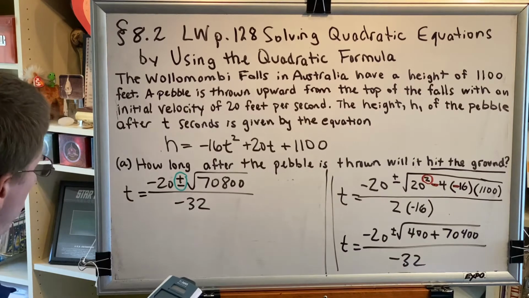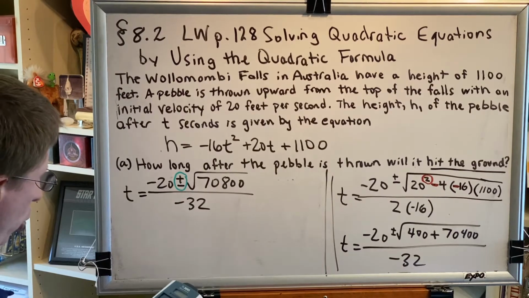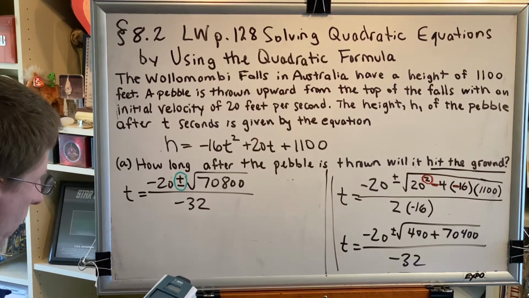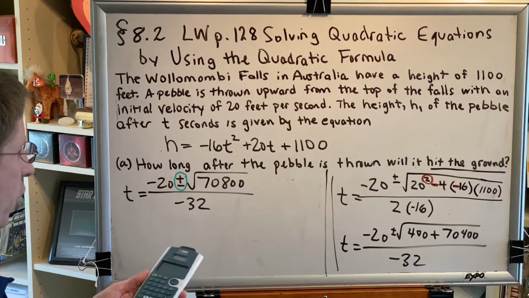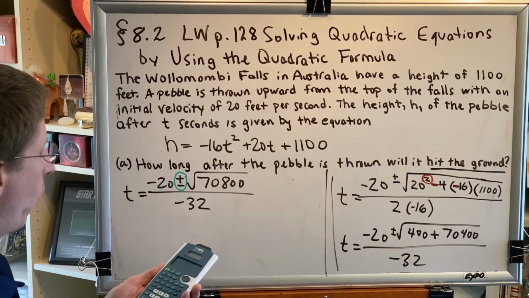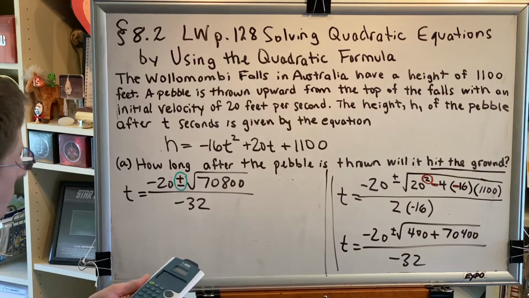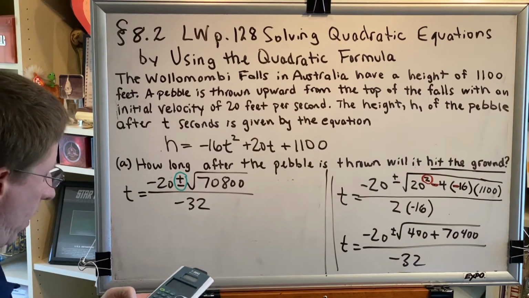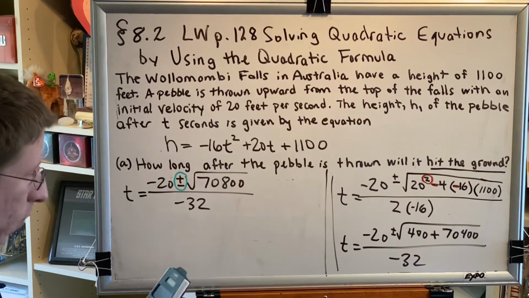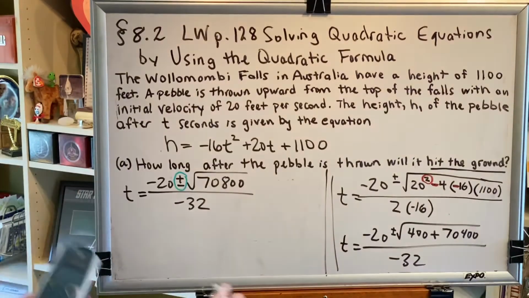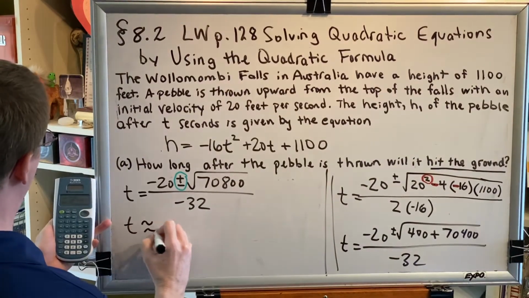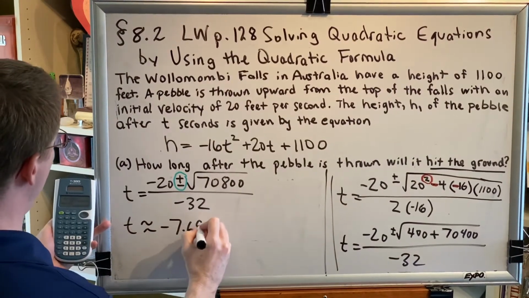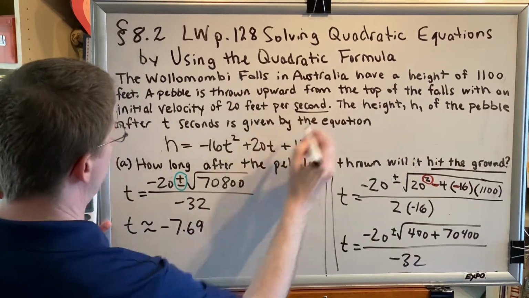Negative 20 plus square root of 70800. Enter. We get 246.0826939. Then divide by negative 32, and we get that t is approximately equal to negative 7.69 seconds, because we're dealing with seconds.